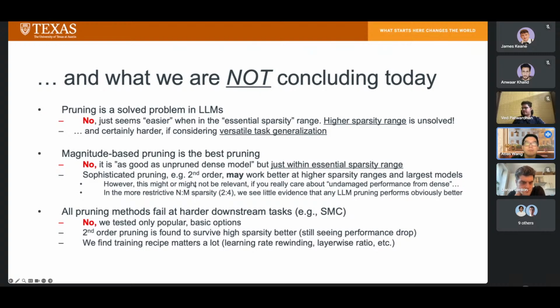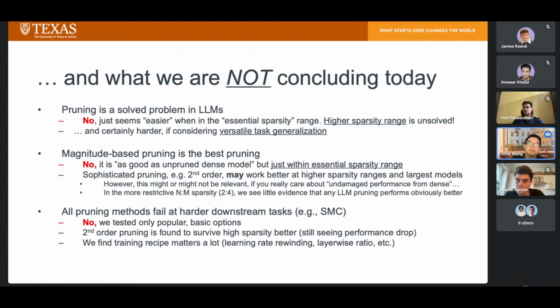However, this number one may or may not be relevant if you really care about the undamaged performance from the dense model. If you're really religious, the performance cannot drop at all from the dense model. You probably cannot go very far yet in the high sparsity range. And in the current favorite parameter range, we call 7 billion and its neighbors, pruning without performance damage is still very hard.